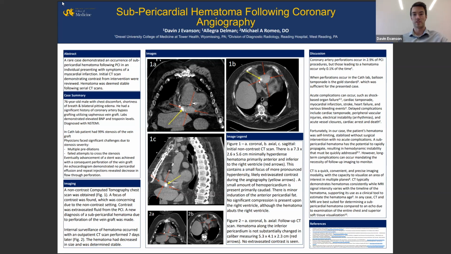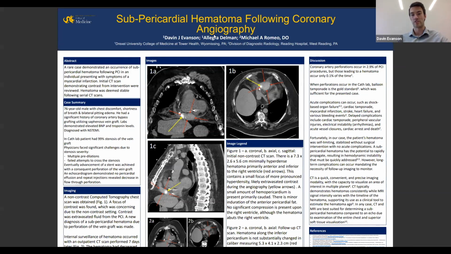The concern in this patient was any delayed complications, and thus the repeat CT scans, which include cardiac tamponade, peripheral vascular injuries, electrical instability, and any acute vessel closures or cardiac arrest, and obviously ultimately death. Fortunately, in our patient's case, the hematoma was self-limiting and stabilized. However, this patient will probably require further follow-up every couple months to make sure that this hematoma is continuing to shrink and is not causing any further issues.